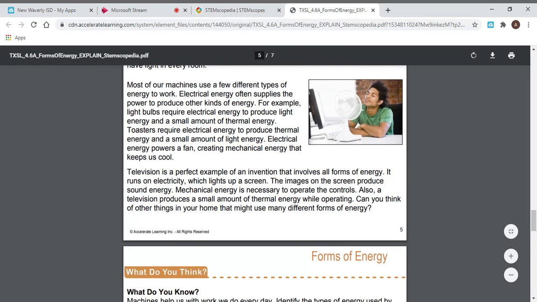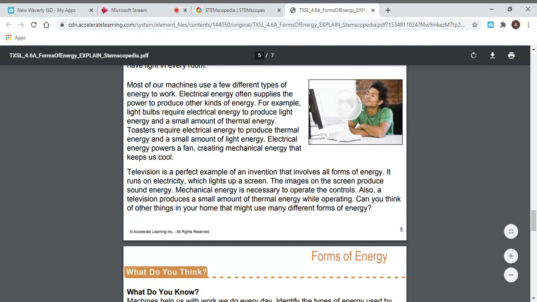Most of our machines use a few different types of energy to work. Electrical energy often supplies the power to produce other kinds of energy. For example, light bulbs require electrical energy to produce light energy and a small amount of thermal energy. Toasters require electrical energy to produce thermal energy and a small amount of light energy. Electrical energy powers a fan, creating mechanical energy that keeps us cool.